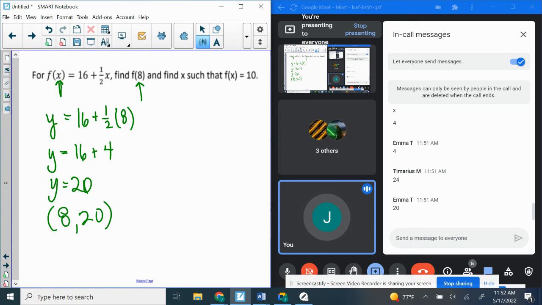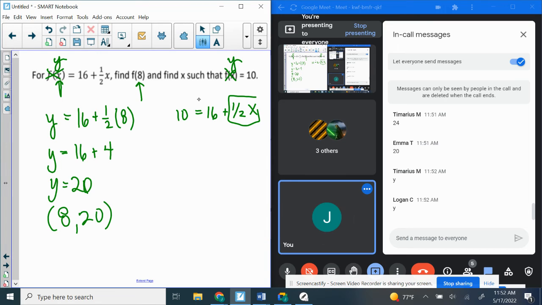And then the second part says find X such that F of X equals 10. So since it says F of X equals 10, is that 10 a Y value or an X value? Good, because remember, F of X is the same thing as Y. So just like that, Y equals 10. So what that's saying is, what is X when Y equals 10? So we're going to take our same equation, put our 10 on the outside, and then solve it. We want to get X by itself.